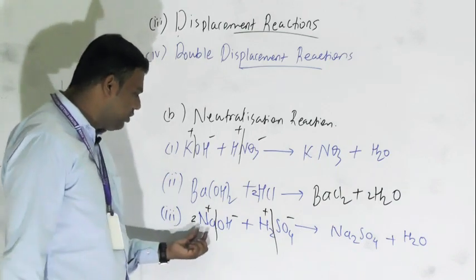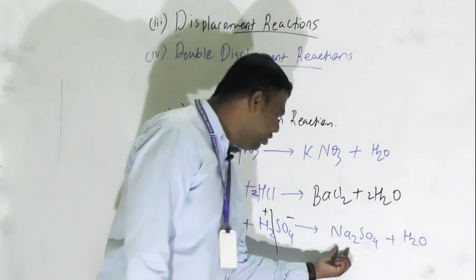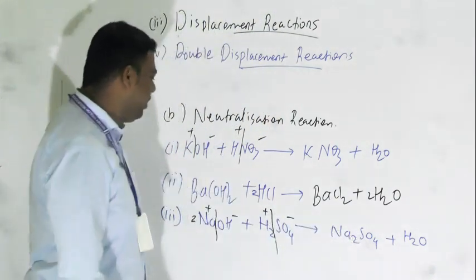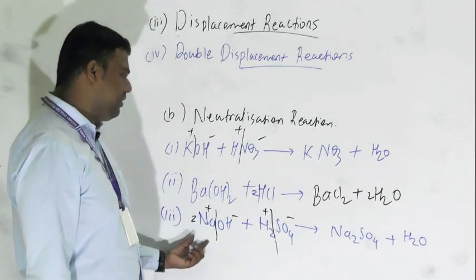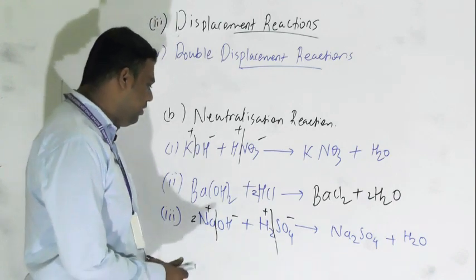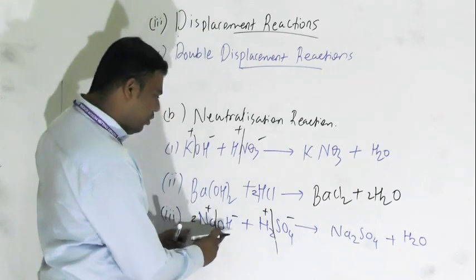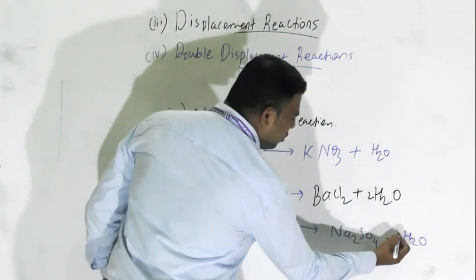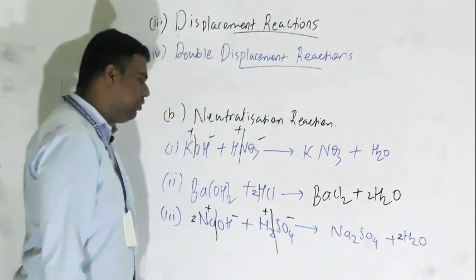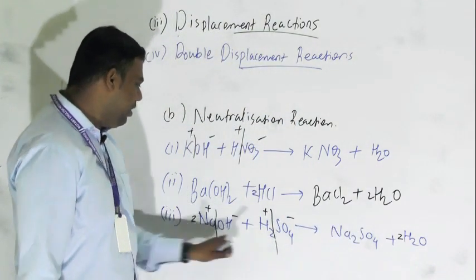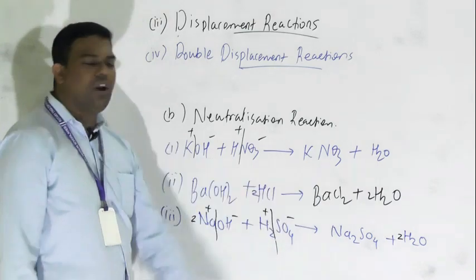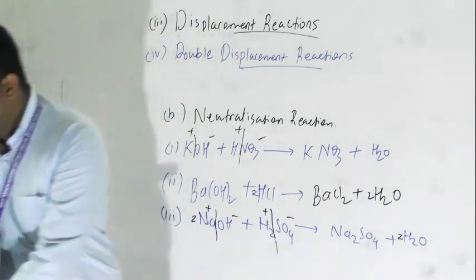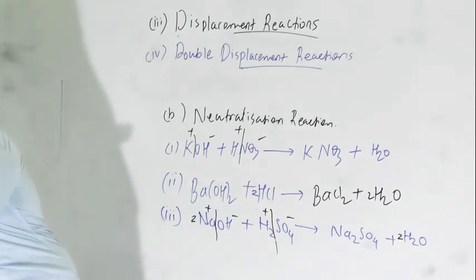We will cross check: 2 Na, so here also 2 Na, 1 sulfur, so here also 1 sulfur. Now oxygen, how much? Here 2 oxygen, and this 2 plus 4, 6. Here 4 and here 2, so 6 oxygen. And your hydrogen is this 2 and this 2, yes, 4 hydrogen. So our reaction is balanced.